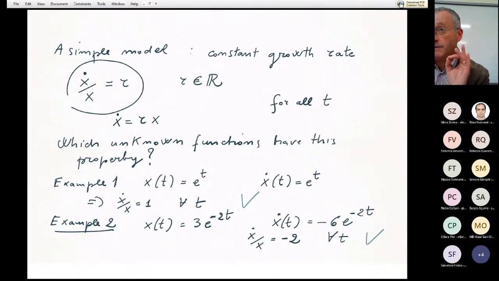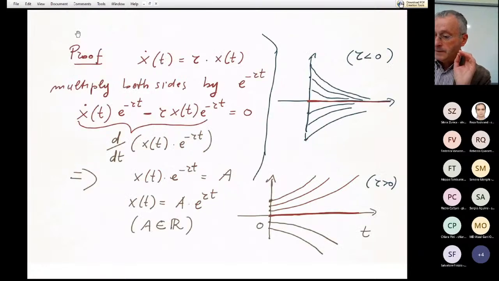Multiply both sides by exponential of minus rt. Both sides. Okay, x dot times exponential minus rt, and on the right we would have r x(t) exponential of minus rt. Move this to the left, so we have x dot exponential minus rt minus r x(t) exponential of minus rt equal to 0. Now, on the left-hand side, we have the derivative of x(t) exponential of minus rt, which is the previous slide. This is the time derivative. So we transform the problem in which our unknown function is x(t) to a problem in which our unknown function is x(t) times exponential minus rt.